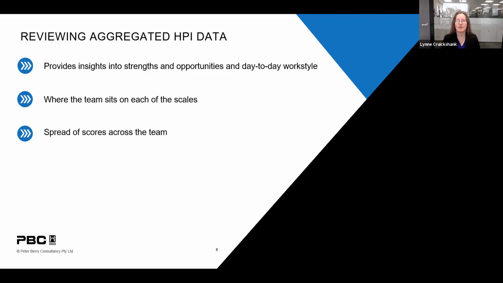The other aspect that we also tend to look at that can be useful is the spread of scores across the team. As I said, this can give us insight into whether there is a lot of variability across the team on that scale. Perhaps that means a bit more of a balance, not one way more than the other. Similarly, depending on what's coming through for a particular team, it may also mean some potential points of tension for team members if they are sitting at opposite ends of a scale and have different styles.